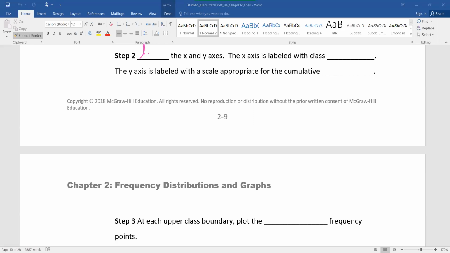All right, step 2. Just like always, we want to label the X and Y axis. The x-axis again will be labeled with class boundaries, or sorry, not boundaries, midpoint.